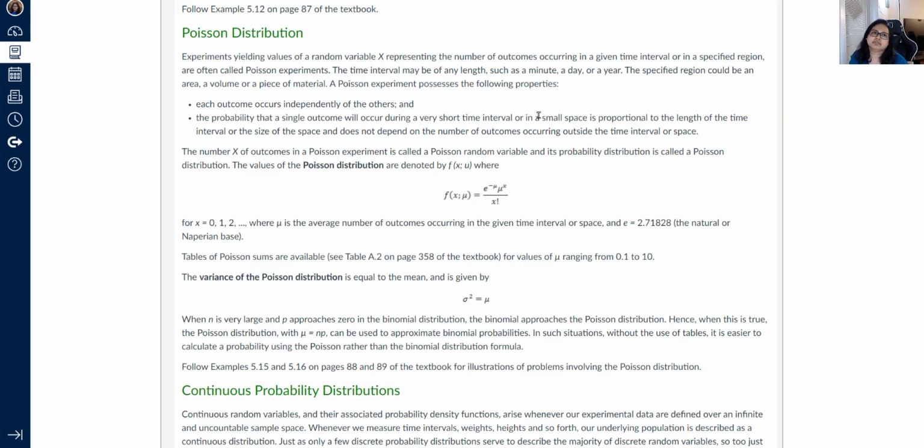For example, on a street, in a year, accidents are happening on that road. The probabilities are really low, but the given time is large. So you can think about each outcome. That means the number of accidents happening on a given road in a year is happening independently, and then we can have the outcome.